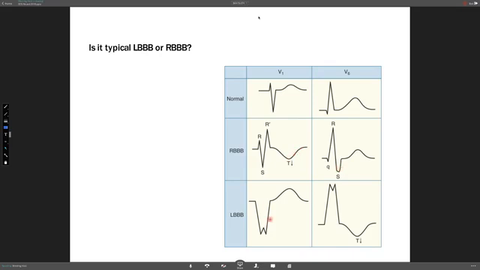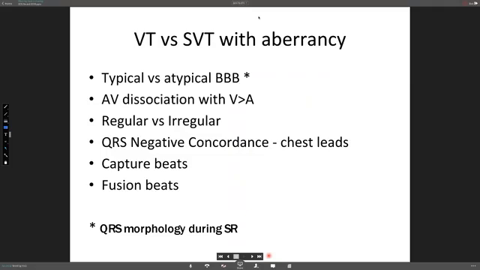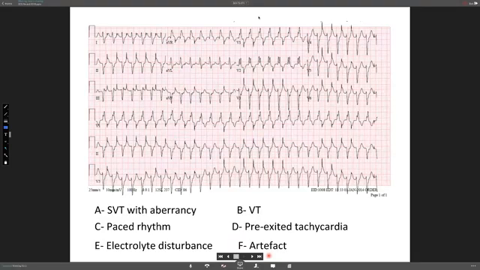For typical left bundle, you always have this negative in V1 with almost a W sign, and positive in V6. So almost always in V6, in typical bundle, whether it's right or left, you should have a prominent R. In right bundle, you should always have a deep S as well. So if we go back to our case, we go back to our ECG.